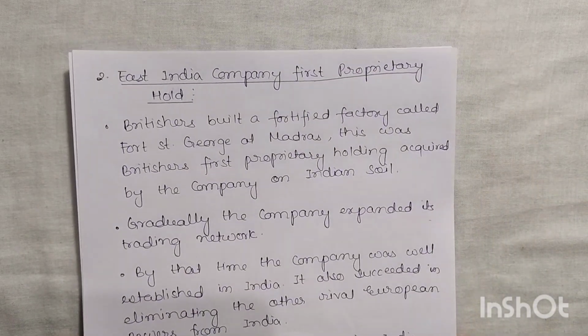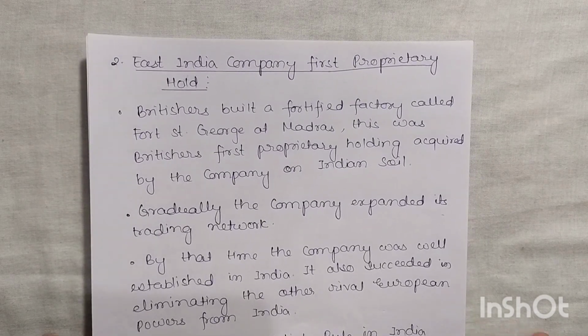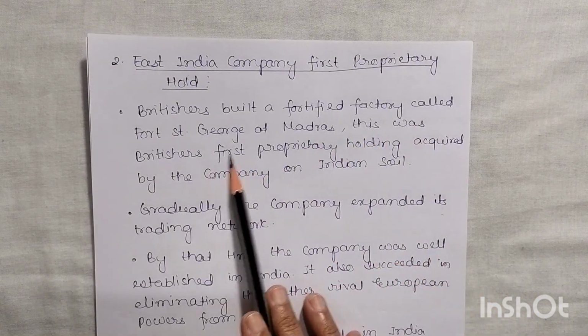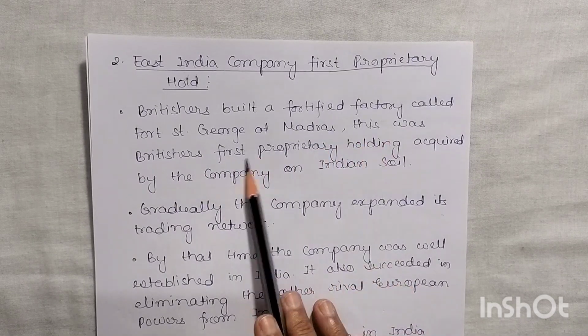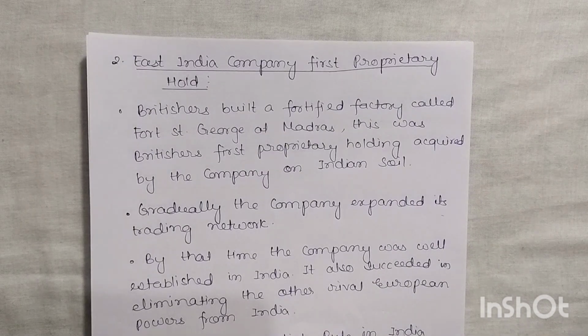The East India Company's first proprietary hold. Let us see. The British built a fortified factory called Fort St. George at Madras, which is now Chennai. This was the British first proprietary holding acquired by the company on Indian soil. So what did they do?